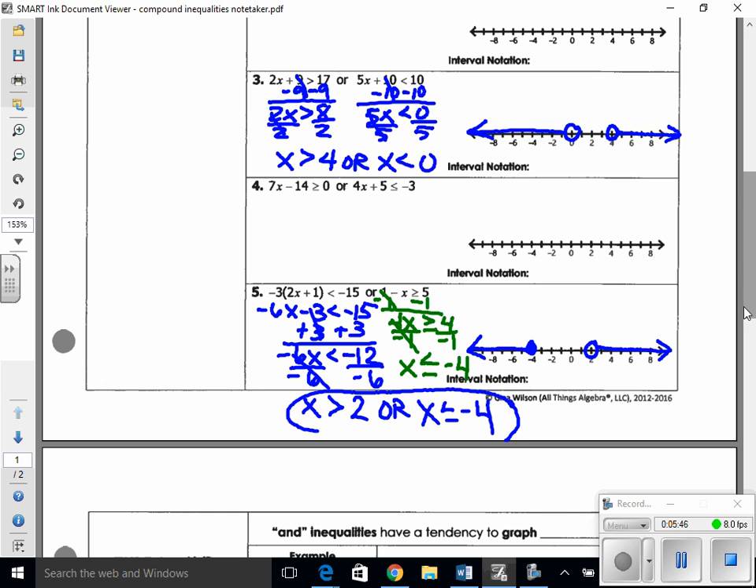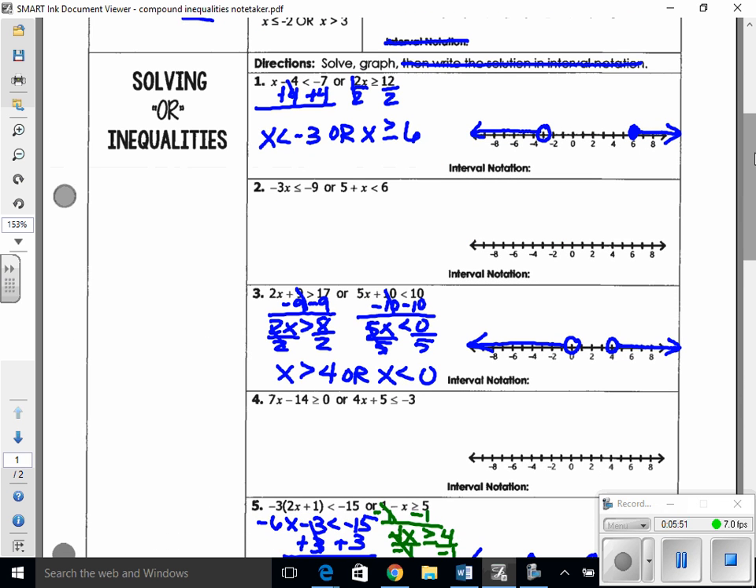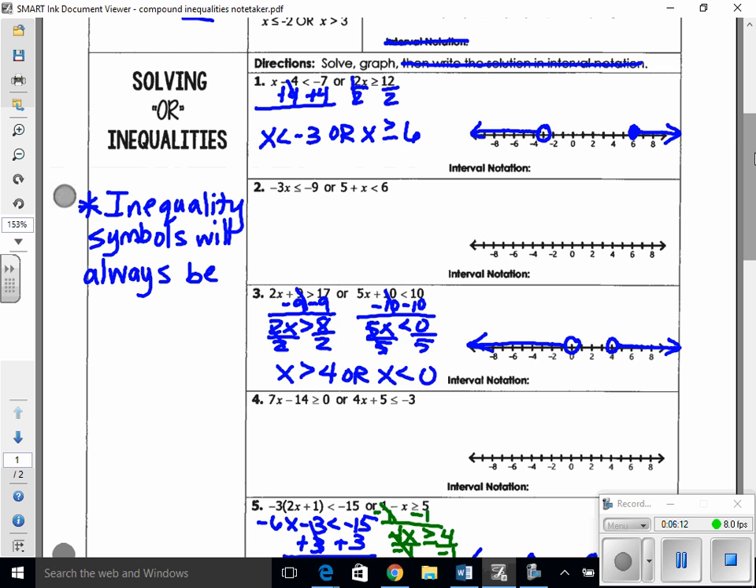All right, so now before we go to the next type, let's go ahead and put some notes up here in the left-hand margin about the OR inequalities. The first thing you want to put up here that you should have been noticing as you were graphing and doing these is that the inequality symbols, whichever one it is, will always be in opposite directions. So in other words, when one of them is less than, the other one has to be greater than, or it's not an OR inequality.